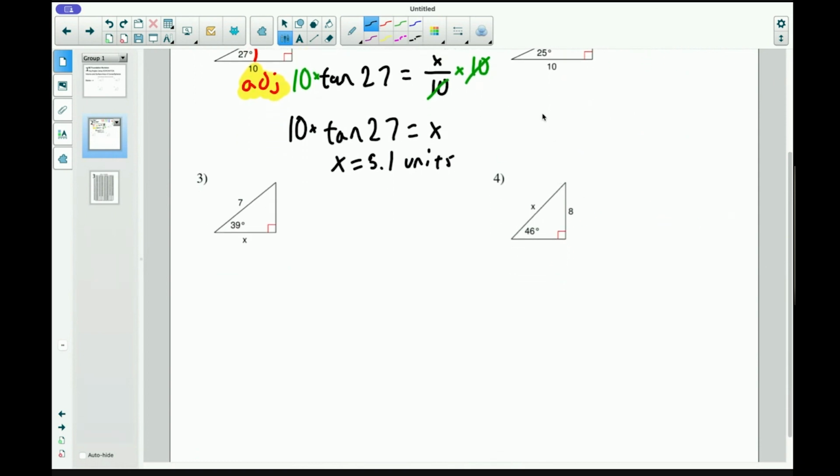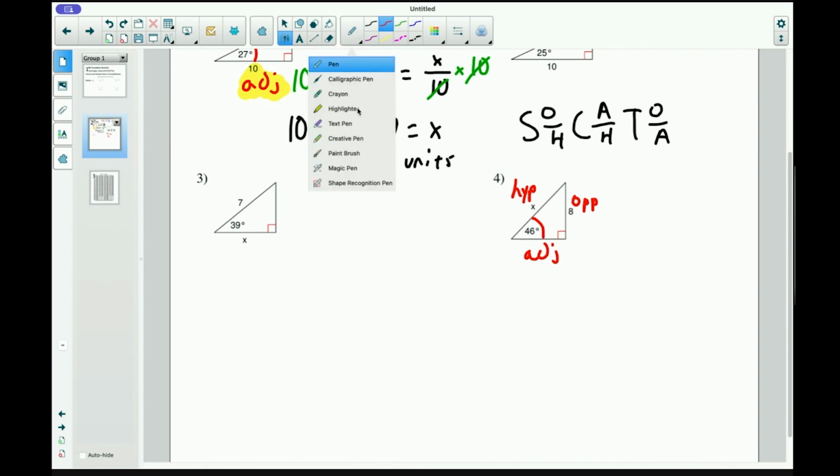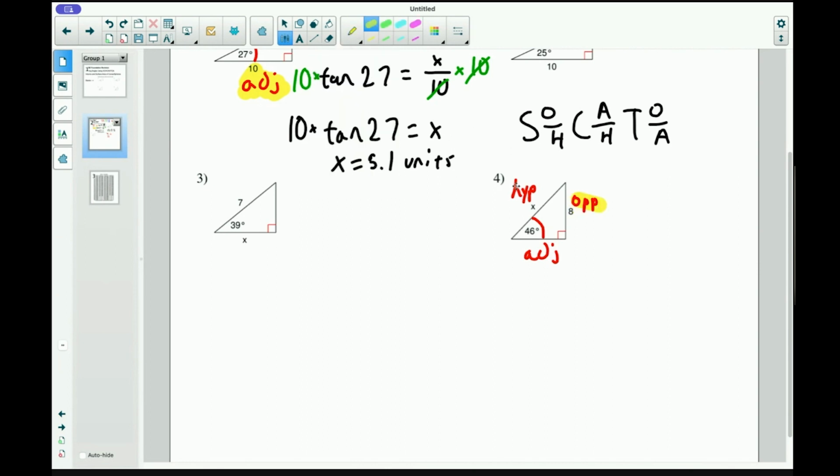With every trig question, I always start off by writing SOHCAHTOA, just like so. And we're going to label our sides. Here's my reference angle, where I'm looking at the rest of the triangle from. I'm going to label my opposite side first, my hypotenuse, and finally my adjacent side. Because we need the opposite side and we're trying to find the hypotenuse, we're going to be using the sine ratio.